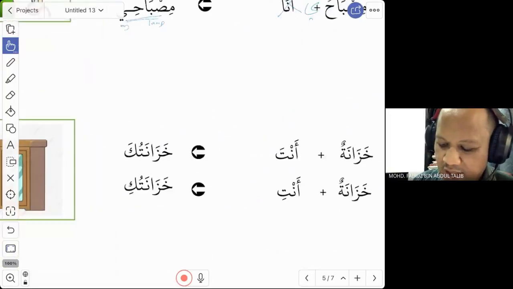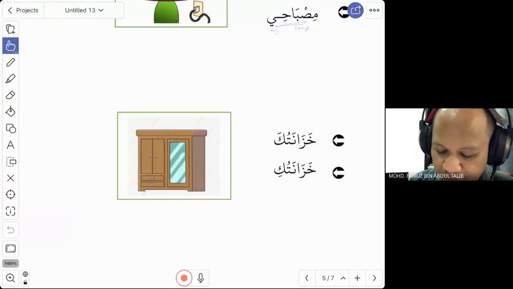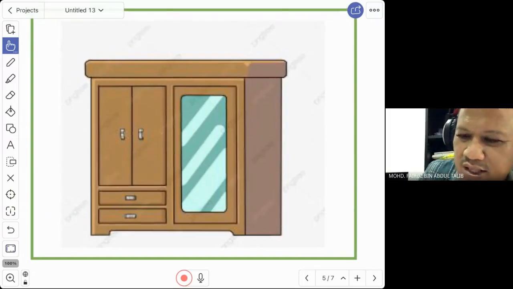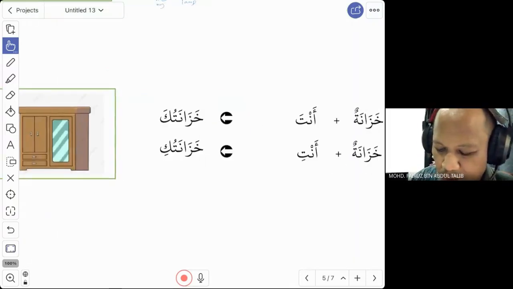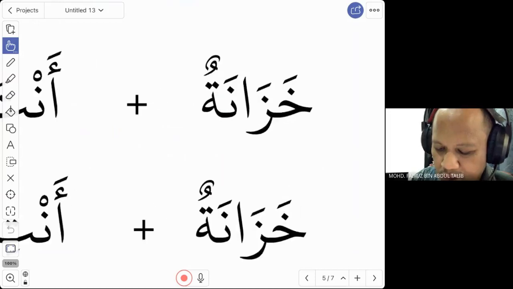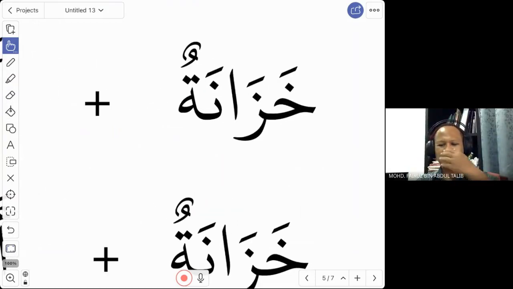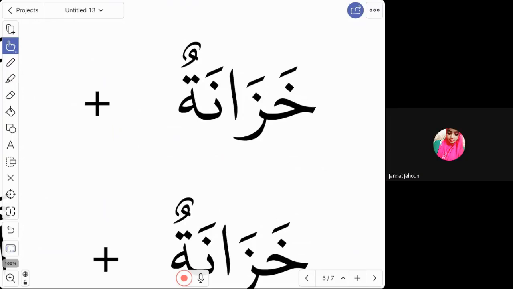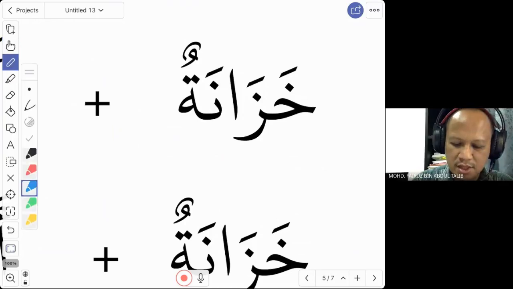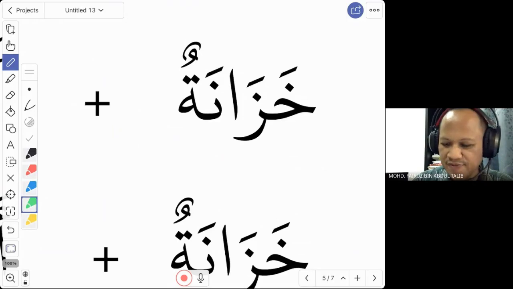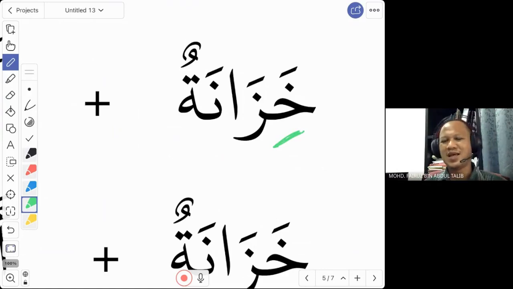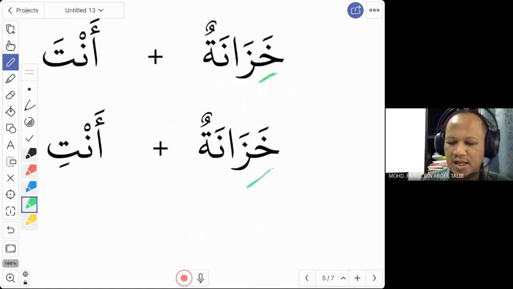And finally, before that, let us look at the word. This word refers to your cupboard or wardrobe. Iqra'u khazanatun. Khazanatun. In the dictionary, you can read this in two ways. First, khazanatun. Second, khizanatun. Both are used in the dictionary. Khizana is the wardrobe or your cupboard.